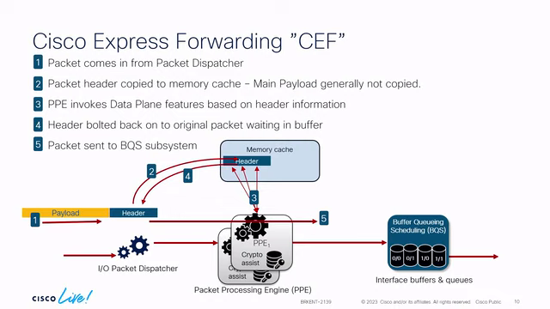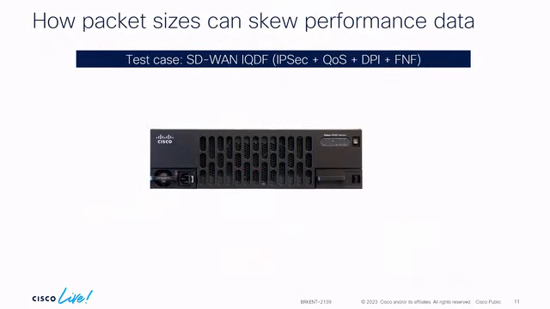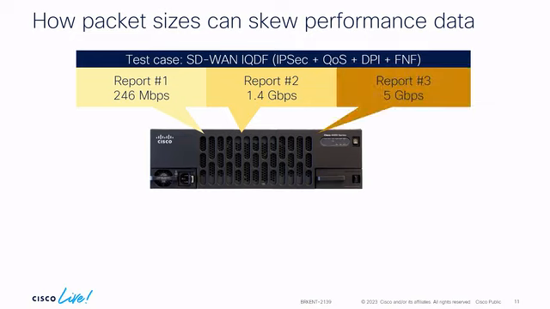Why am I telling you this then? Well, this is how CEF works, but it will impact performance numbers. For example, if we have this router here, a 4461, I took that because it's a really good example of this. SD-WAN, IQDF, pretty advanced, heavy services. One test report says 246 megs. The next one you see says 1.4 gigs. And a third one says 5 gigs. What the heck is going on here? You confused yet? I would. It's all to do with CEF.